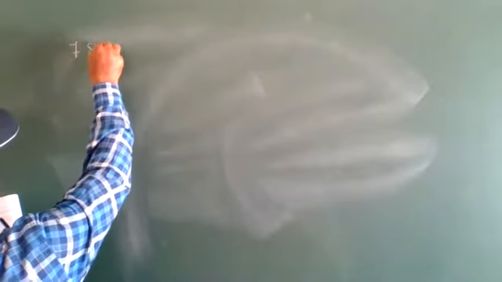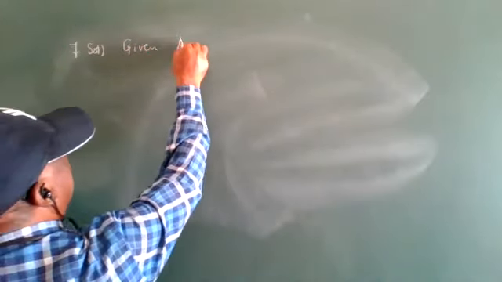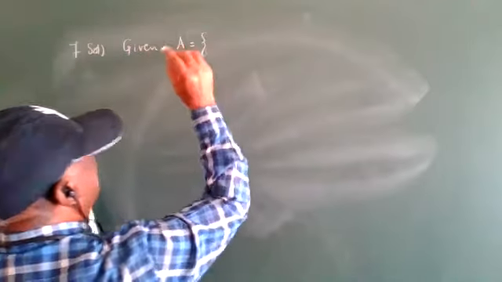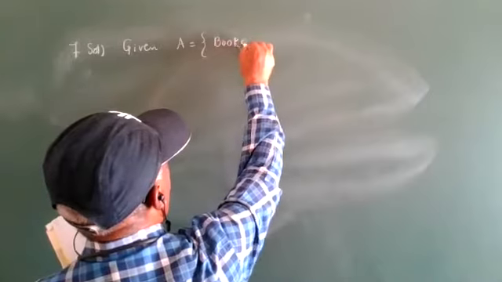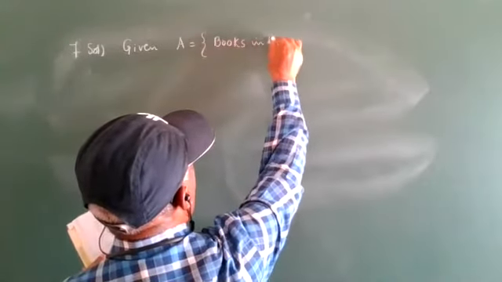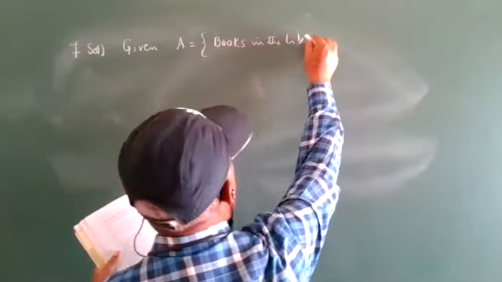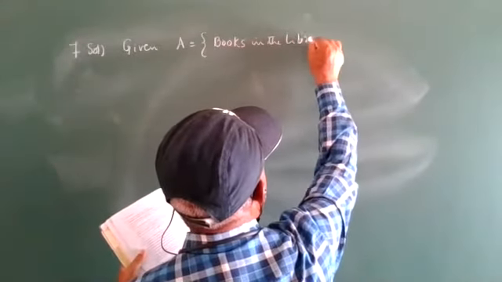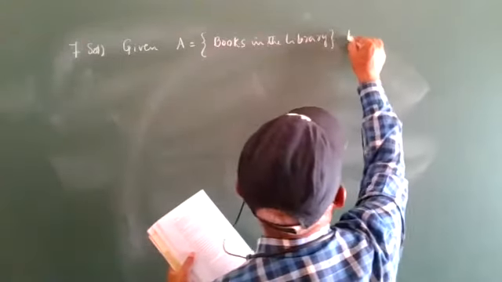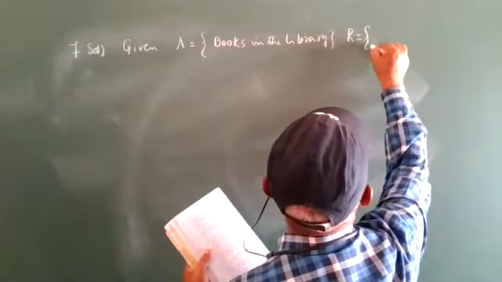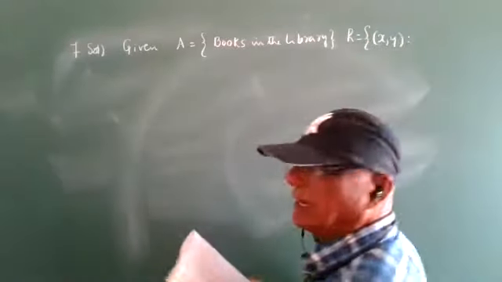Seventh problem solution. What is given? A is equal to the set of all books in the library. Right. What is the relation given? R is equal to (x, y), where x is one book and y is another book.